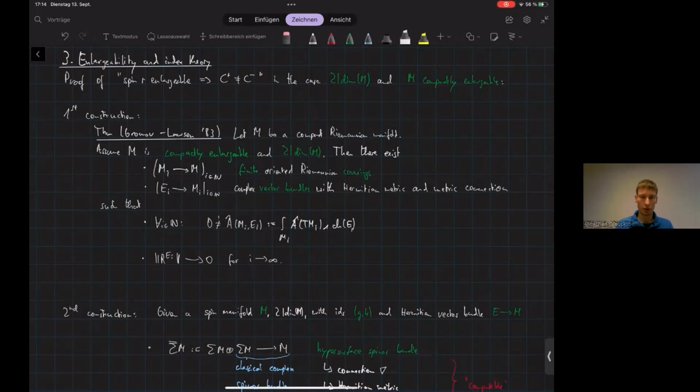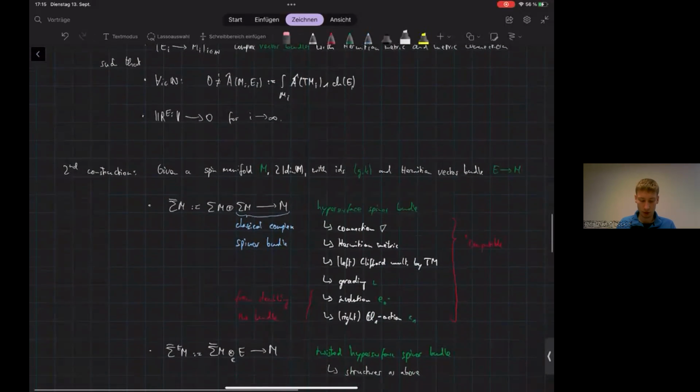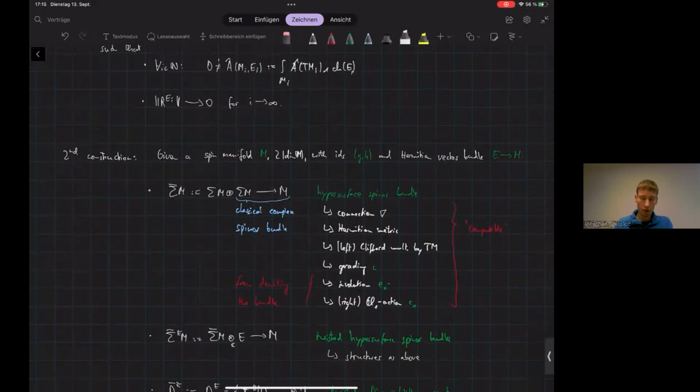This is what Gromov and Lawson constructed, and starting from this construction, they did something more to show that M cannot carry a positive scalar curvature metric. And we will also do more, but this doing more is now a bit adapted in order to show that these two components are different. So what do we do? We now assume that we have a spin manifold of even dimension, and it's endowed with an initial data set and a Hermitian vector bundle.